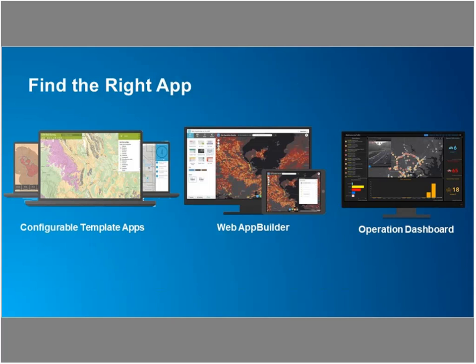So the first step is always about finding the correct app. And keep the end user in mind. Consider what purpose the app should have. Different configurable apps, Web App Builder, and Operations Dashboard offer various functionality, such as layout and color schemes, editing and identify tools, social media feeds, and side-by-side map viewers.